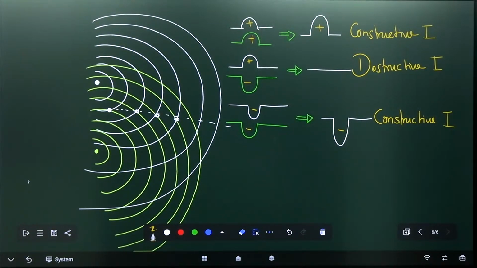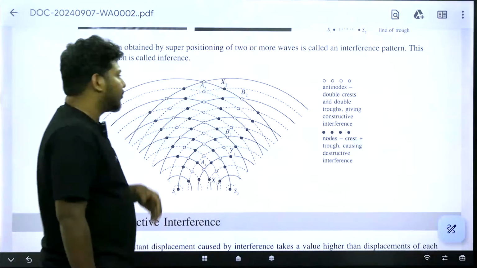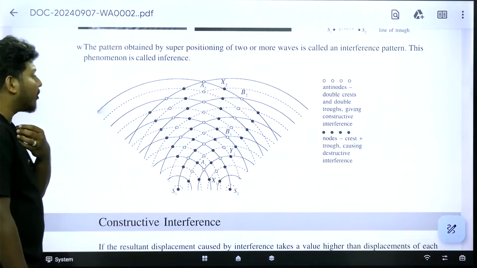I think you all completed it. Okay, right. So this is how it's going to work. Okay. So we'll go to the theory part now.